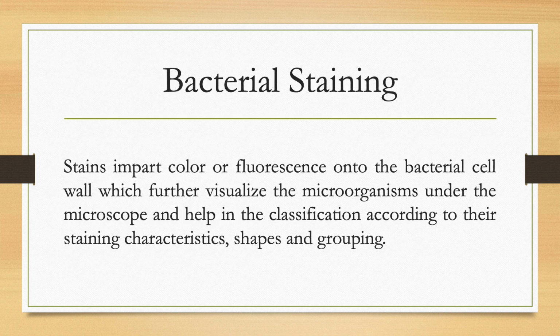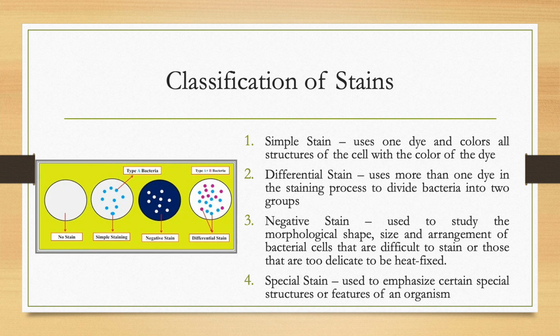Alright, now let's talk about bacterial staining. Stains impart color or fluorescence, in case you are using a fluorescent stain, onto the bacterial cell wall, which further visualize the organism under the microscope and help in the classification according to their staining characteristics, shapes, and groupings. Now we have different types of stains.